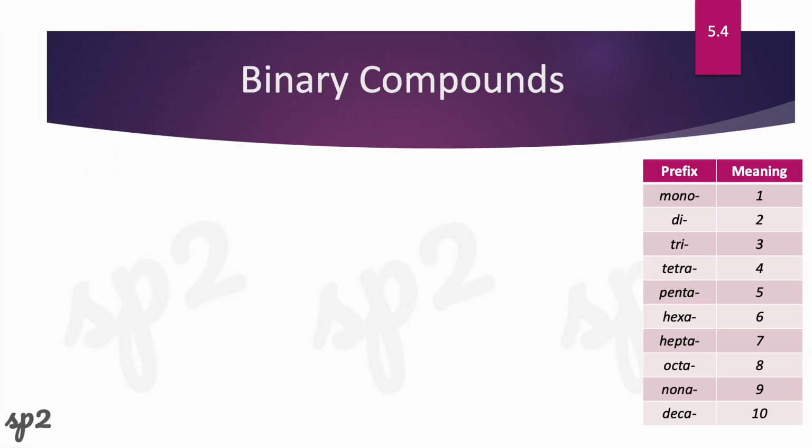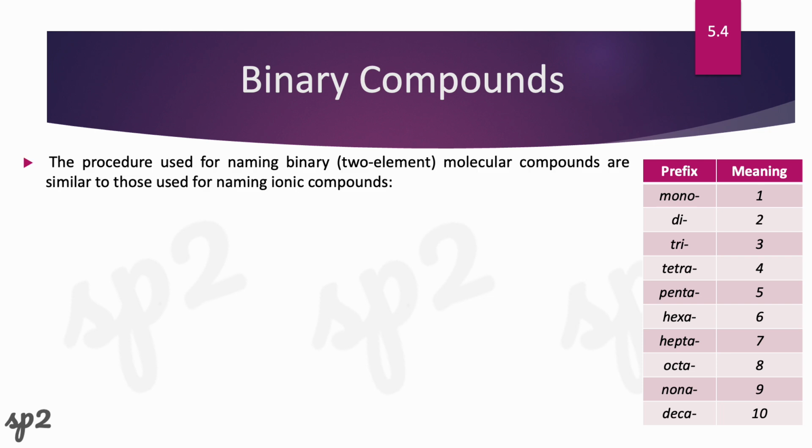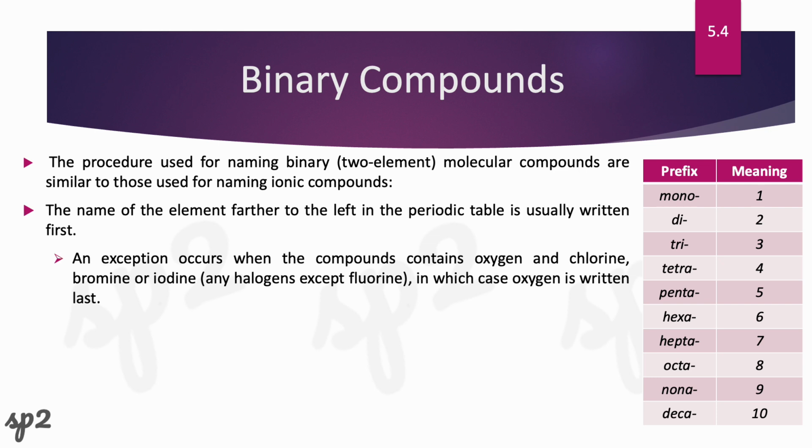Looking at this page, now we're going to be looking at the binary compounds. What do I mean by binary? Binary means we have two elements. So these are the two-element molecular compounds. Now, the procedure that we are going to use for the naming of these compounds is very similar to what we said for the naming of the ionic compounds.